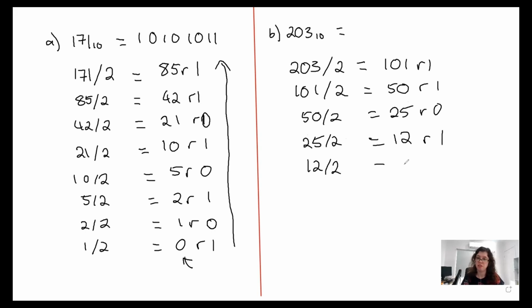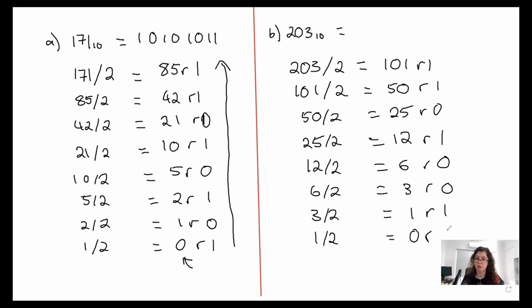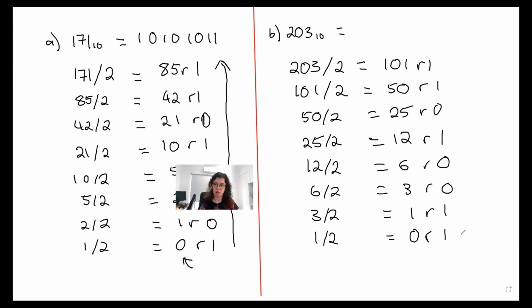12 divided by 2 gives us 6 remainder 0. 6 divided by 2 gives us 3 remainder 0. Then we have 3 divided by 2, which gives us 1 remainder 1. And lastly, we have 1 divided by 2, which gives us 0 remainder 1. So again, we can read in this direction, and we end up with 1 1 0 0 1 0 1 1, which is the same answer that we got for the subtraction method.